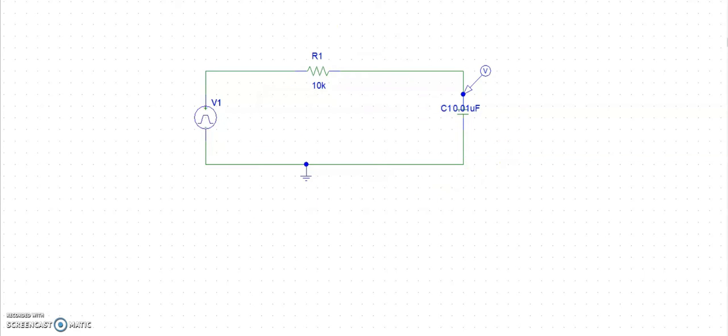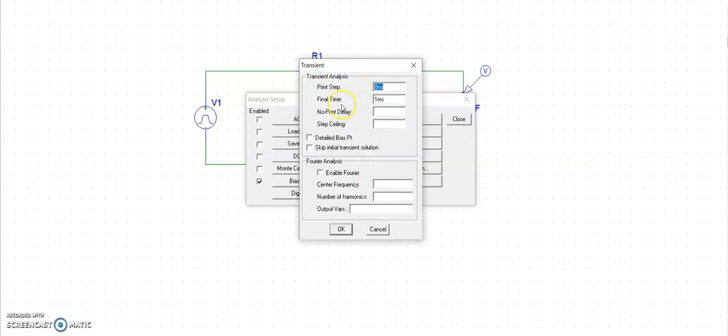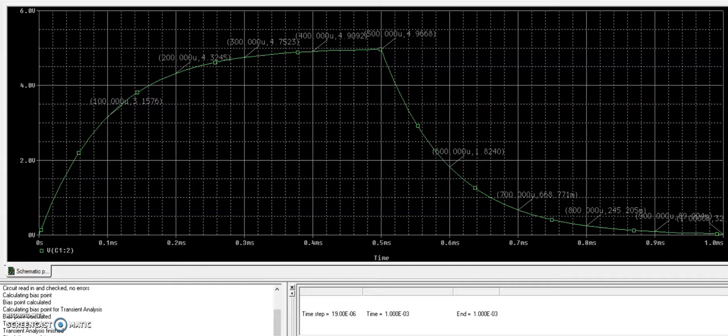So before I run the simulations, I will tick for the transient and the final time change to 1 milliseconds. So this is the graph that I get from the circuit for simulation 1, RLC transient.